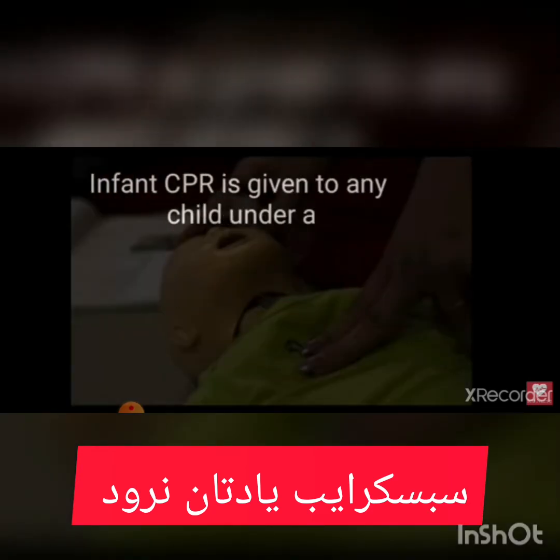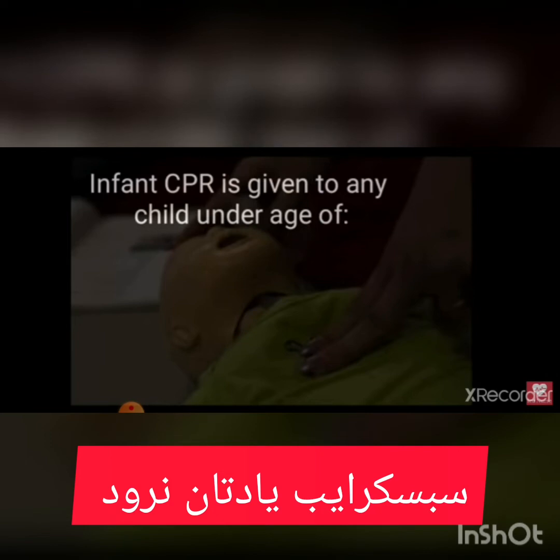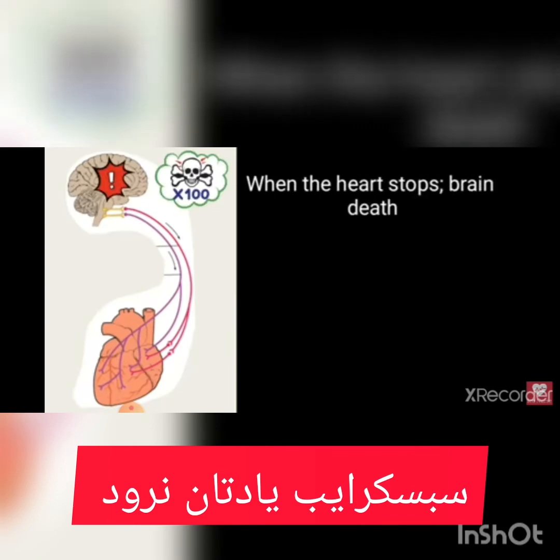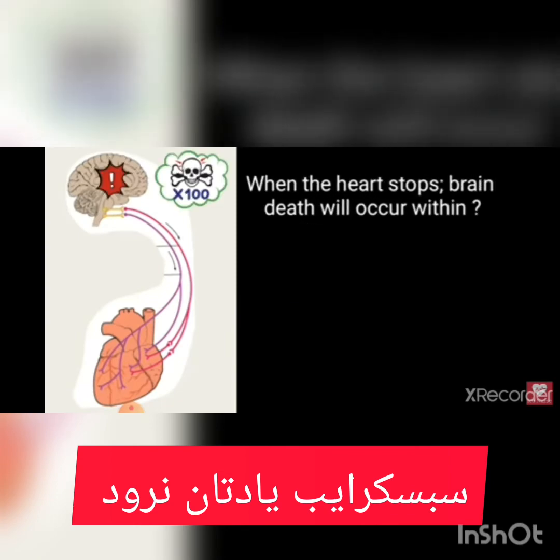Infant CPR is given to any child under the age of 12 months. When the heart stops, brain death will occur within 8 to 10 minutes.